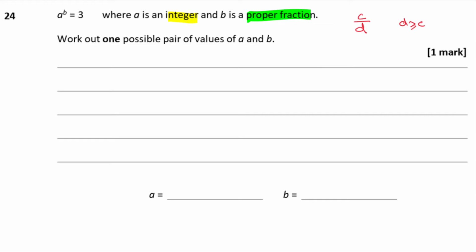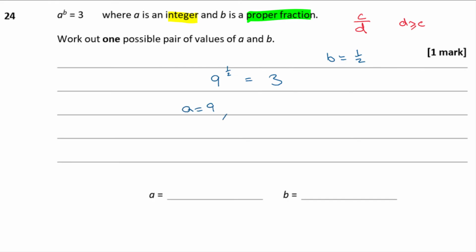Okay, well I could let b equal a half. B is a half is a proper fraction, isn't it? And I know what a fraction of a half does. It's the square root. So if I take a number and I raise it to the power of a half, that would be square rooting it, and I get 3. Then a is going to be 9, isn't it? So 9 to the power of a half equals 3. Does that work? Yes. 9 is an integer.